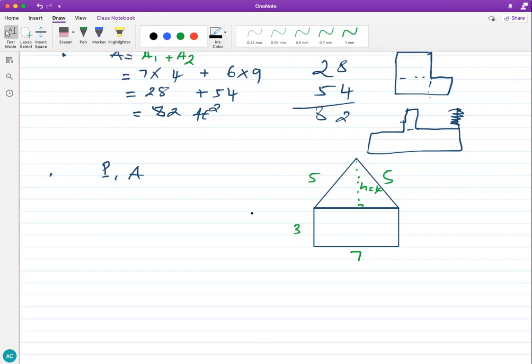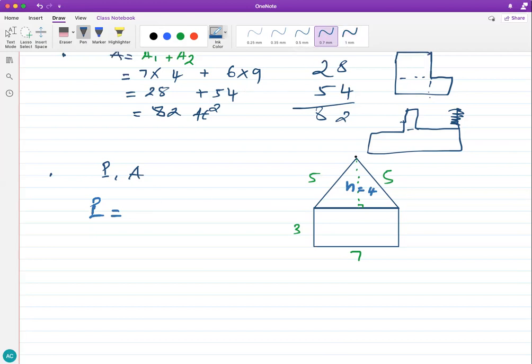Okay, so now let me rewrite this here. Let's find all the missing parts, if any. Once we do that, we can use those numbers to find the parameter and area. Let's start with the parameter. How do you find the parameter here? What do we need to do?